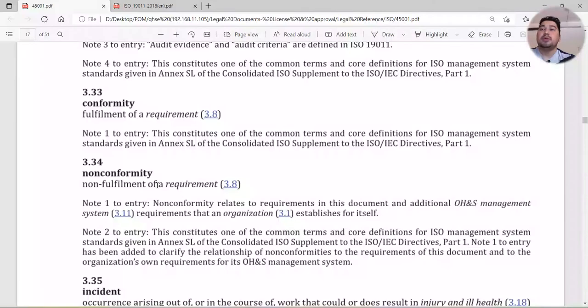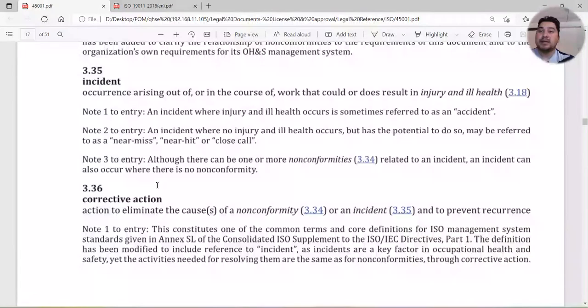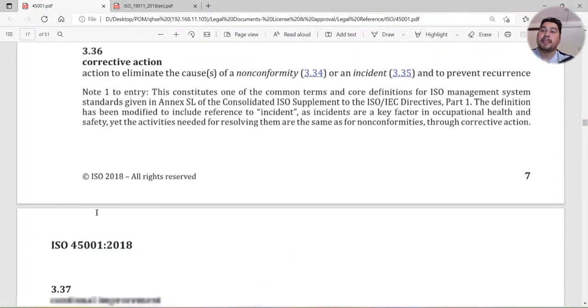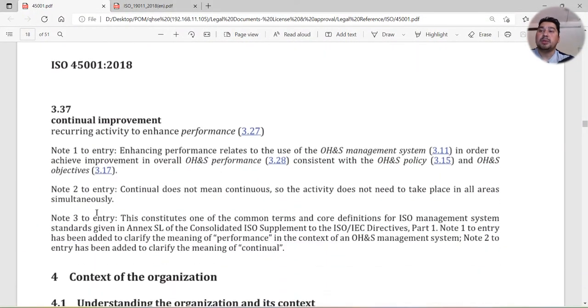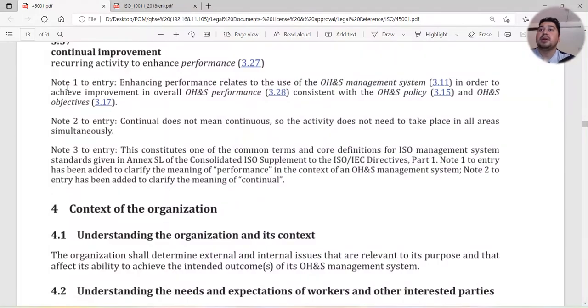If you are not fulfilling the requirement of the ISO standard, that is an NC. If you are not fulfilling the requirement of a legal standard, that is an NC also. Incident, accident, I hope you know. If you don't know, you can go through this definition. Corrective action: action to eliminate the cause of a non-conformity or an incident and prevent reoccurrence. That is a corrective action. Continual improvement: recurring activity to enhance performance.